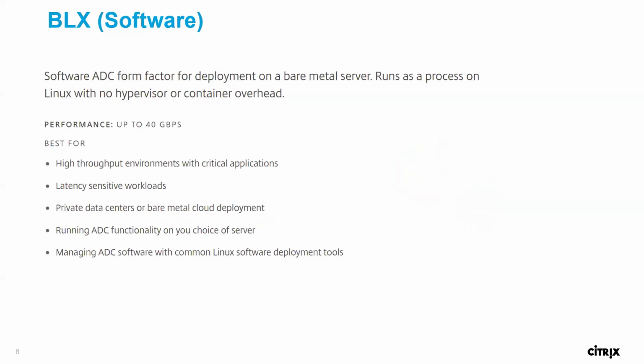And also we have BLX software. BLX means that Citrix Netscaler runs on a Linux machine, and on top of that the Citrix kernel will load. Instead of creating a virtual appliance, we can install it directly on a Linux machine. It runs as a process, as a service. Any critical application we can deploy on a Linux box, based on client requirements. It supports up to 40 Gbps.